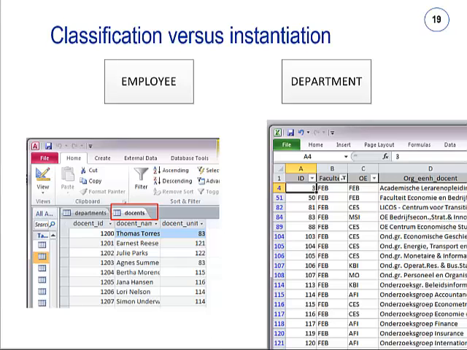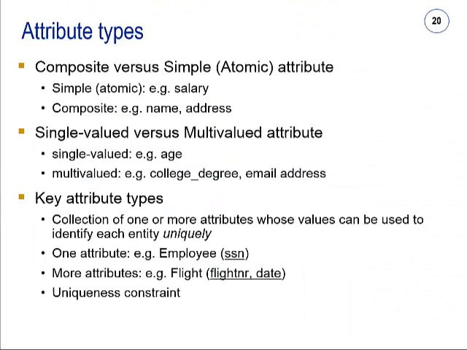Let's say a few more words about attribute types. Attribute types can be composite or atomic or simple. Simple and atomic are synonyms here. Simple means that the attribute cannot further be decomposed in a meaningful way. Salary, this is just a number, cannot further be decomposed.